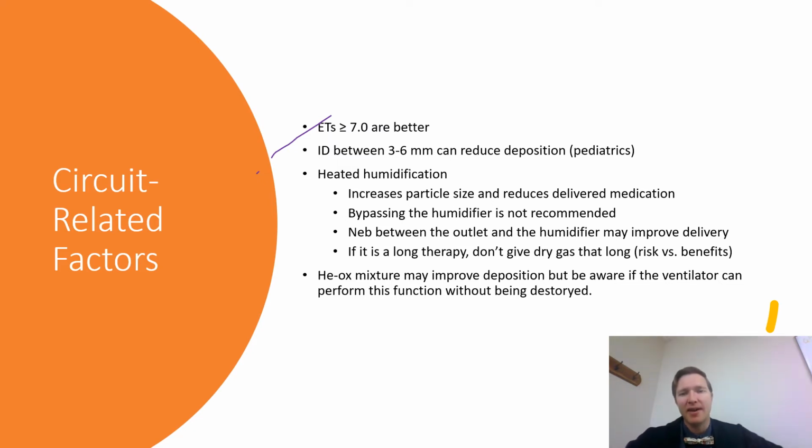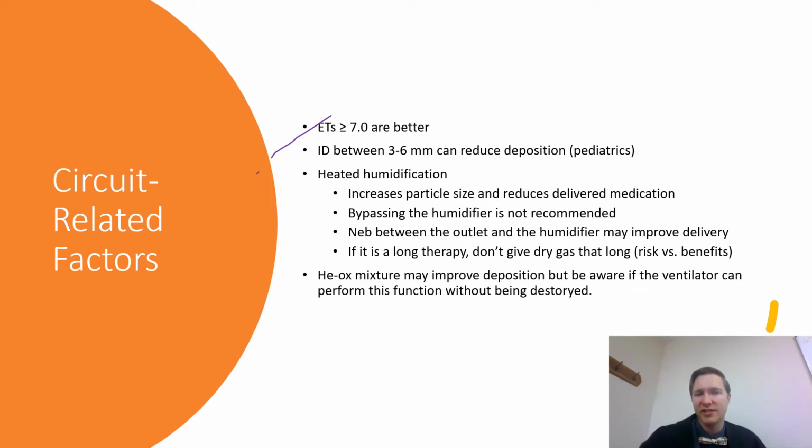So an inner diameter between 3 and 6 millimeters can reduce deposition. So in your pediatric patients, if they have the really tiny tube for their size and we're trying to get that medication in there, that could be a factor that's working against us, is how small their tube is, right? And that just goes back to physics, right?